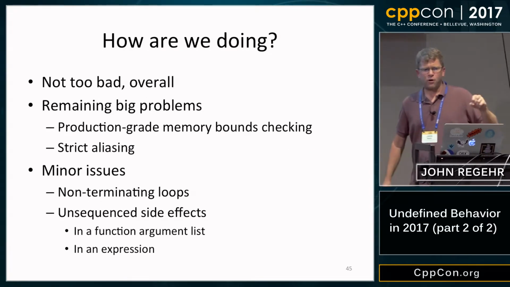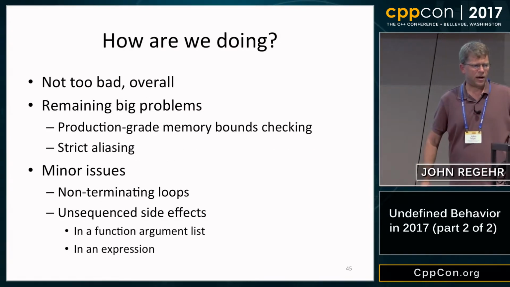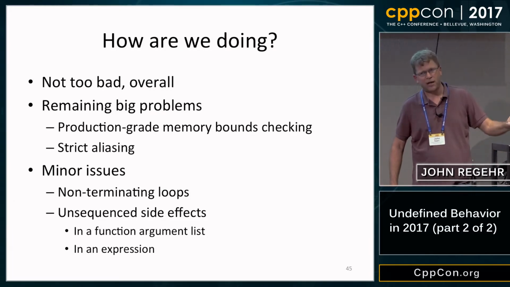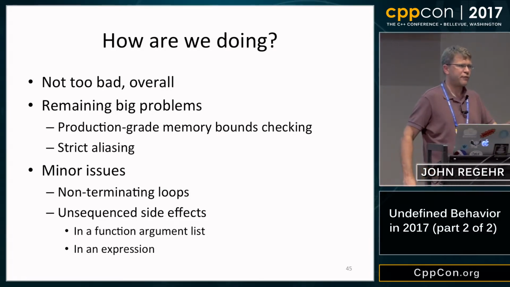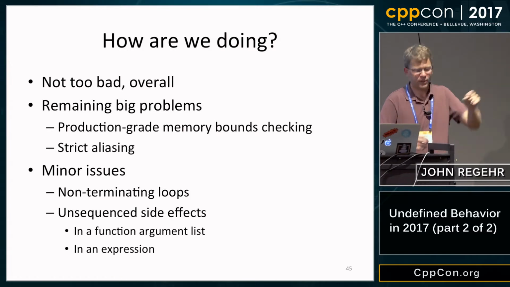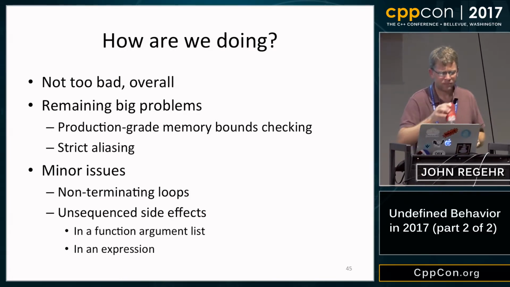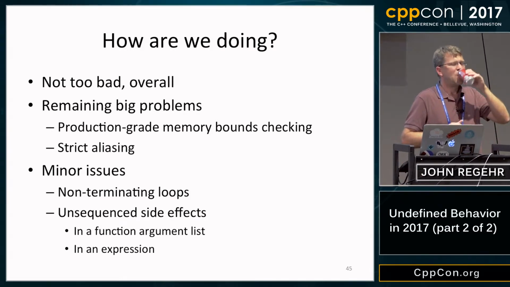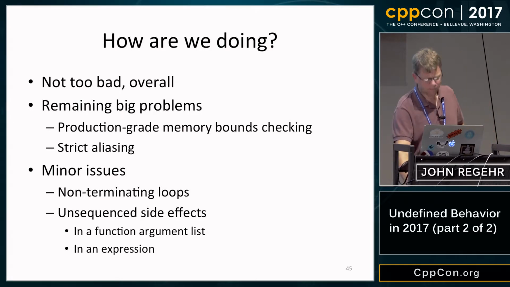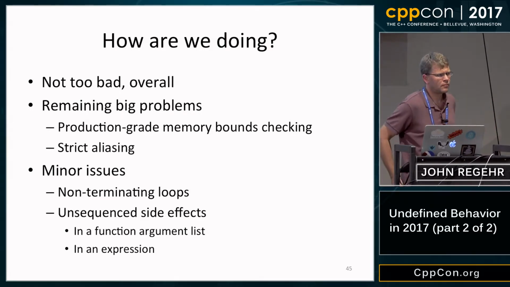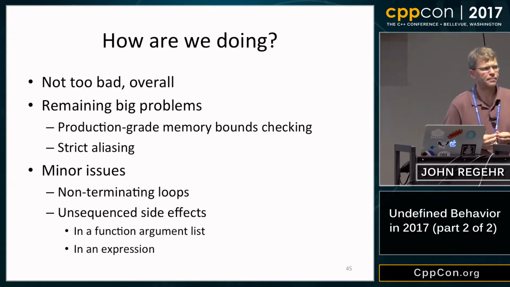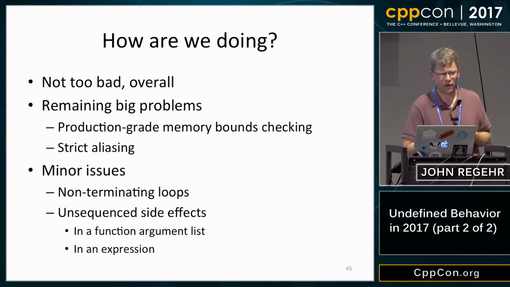So how are we doing overall? Not too bad. Overall, things are fine. Remaining big problems include production grade bounds checking and strict aliasing stuff, and I think the situation might be improving there. Yes, Kostya? If you don't mind, also you have uninitialized variables. And it's probably the simplest thing to mitigate: just initialize all the variables and all the heap. Yeah, that would be pretty easy.